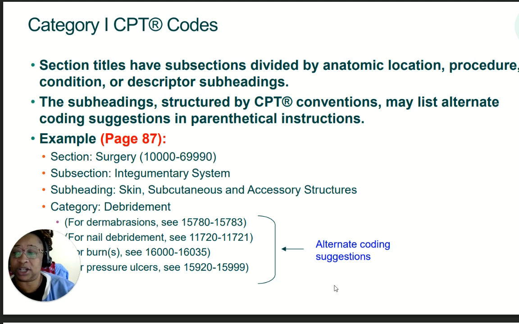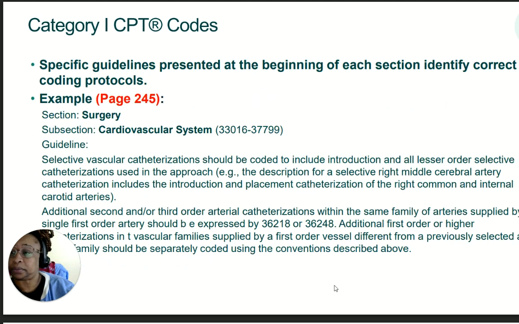Here's an example on page 87. You have the section for surgery, subsection for integumentary system, subheader for skin, subcutaneous, and accessory structures, and the category of debridement. Specific guidelines present at the beginning of each section identify correct code protocol. It's always important to look for those particular cases because they will direct you to the particular code you need to specify, in the direction or decision for the actual surgery, or they will indicate unilateral or bilateral.